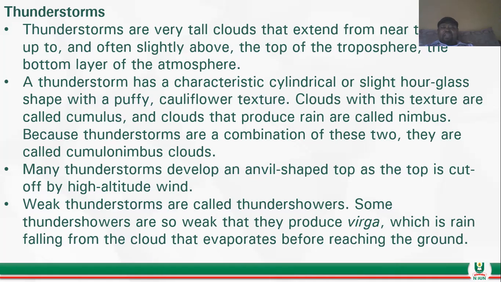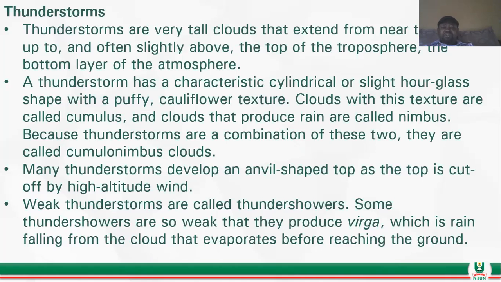They are at the bottom layer of the atmosphere. A thunderstorm has a characteristic cylindrical or slight hourglass shape with a puffy cauliflower texture. Clouds with this texture are called cumulus, and clouds that produce rain are called nimbus. So if we go out during rainy season and look at the sky just before rain comes, the cloud we see that gathers to produce rain are called nimbus.